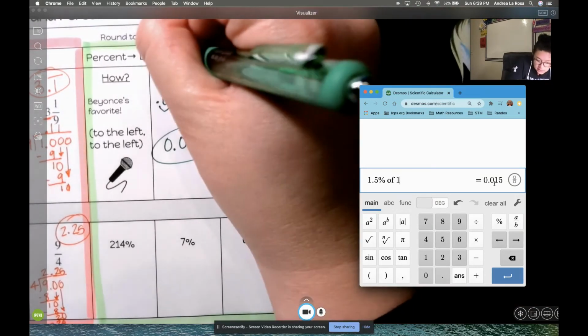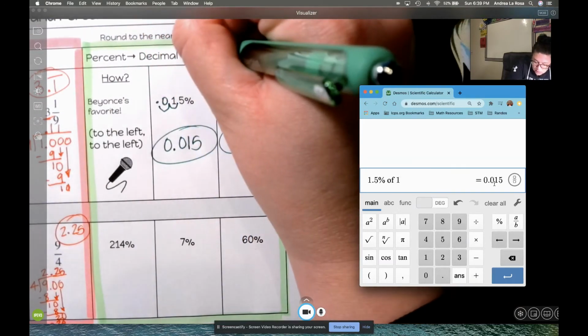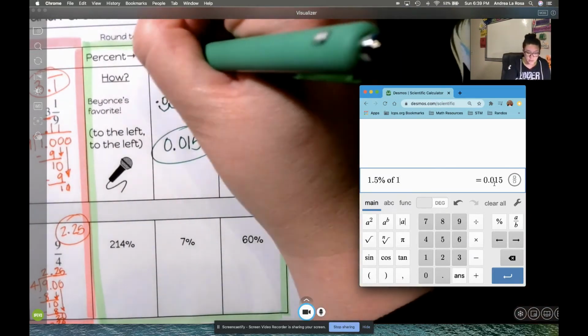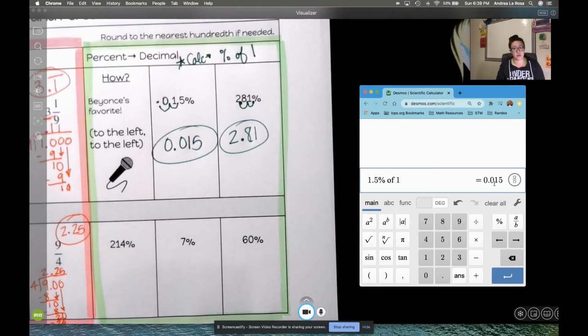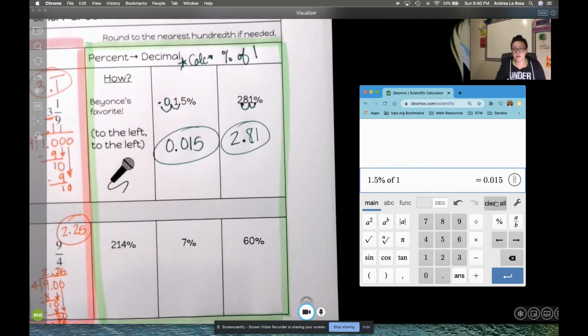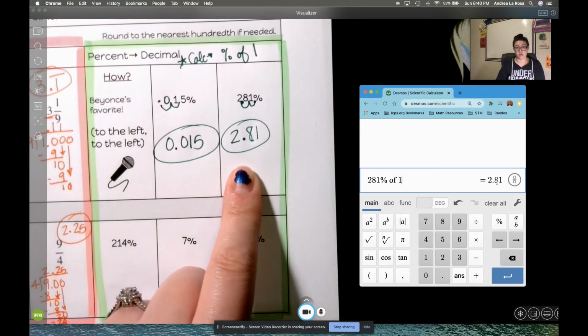So in the calculator, let's make a note. You would do the percent, then you type of 1. Very important. If you're doing that in the calculator, you need to know what to put it out of. The whole is 1. So the next one, 281%. Again, when I'm looking about percents and decimals, my whole is 1. So I do 281% of 1, and we get that decimal, 2.81.